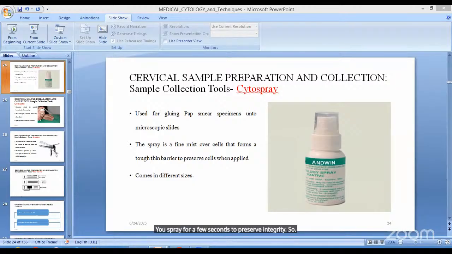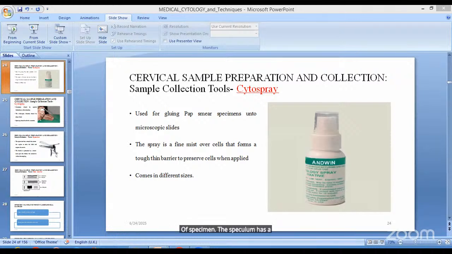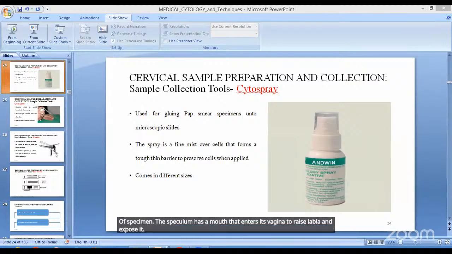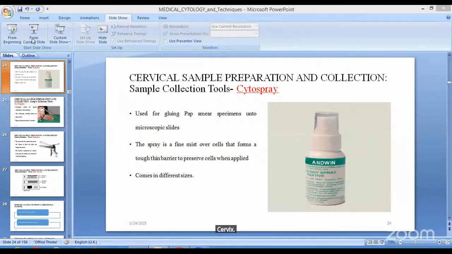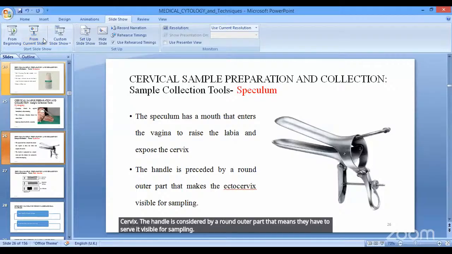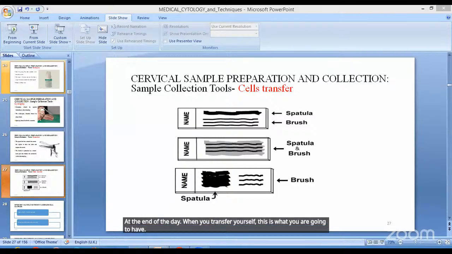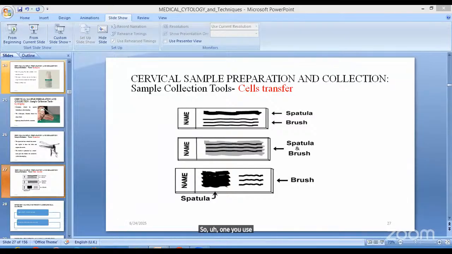The speculum is a tool for collection of specimen. The speculum has a mouth that enters the vagina to raise the labia and expose the cervix. The handle is preceded by a round outer part that makes the ectocervix visible for sampling. At the end of the day, when you transfer the sample yourself, this is what you are going to have. So when you use a spatula, you see how you smear it on the same slide with the brush. Don't forget to use the spatula, flat end for the ectocervical sample, and the brush for the endocervix.